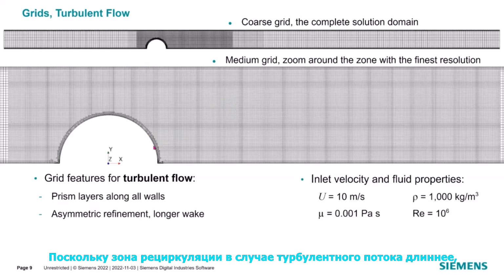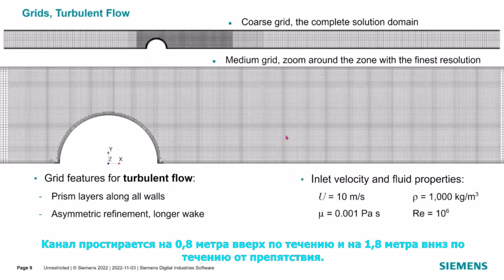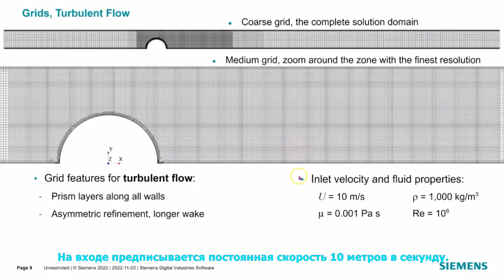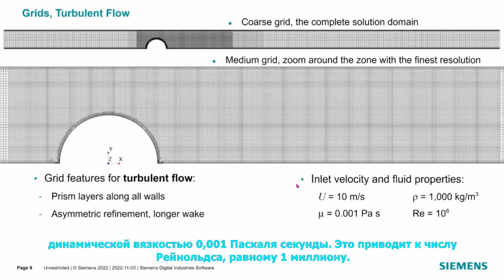Because the recirculation zone is longer in the case of turbulent flow than in the case of laminar flow, the size of the solution domain and the grid refinement zones are also made longer. The channel extends to 0.8 meters upstream and 1.8 meters downstream of the obstacle. At the inlet, a constant velocity of 10 meters per second is prescribed. The fluid is water with a density of 1000 kg per cubic meter and dynamic viscosity of 0.001 Pascal second. This leads to a Reynolds number of 1 million.